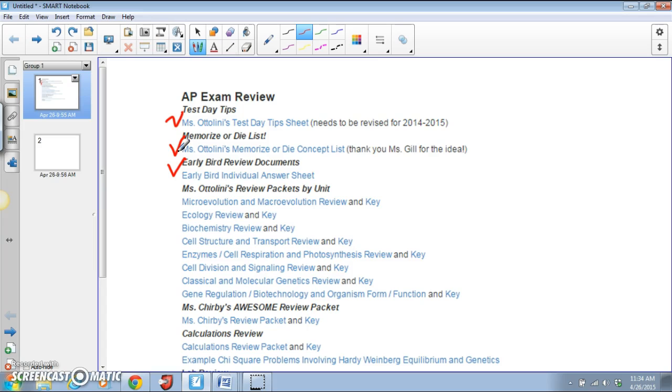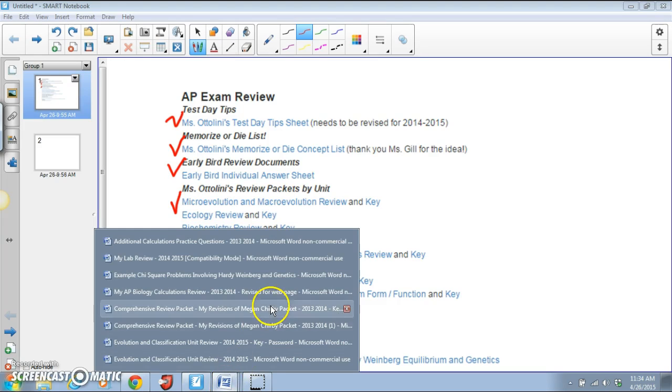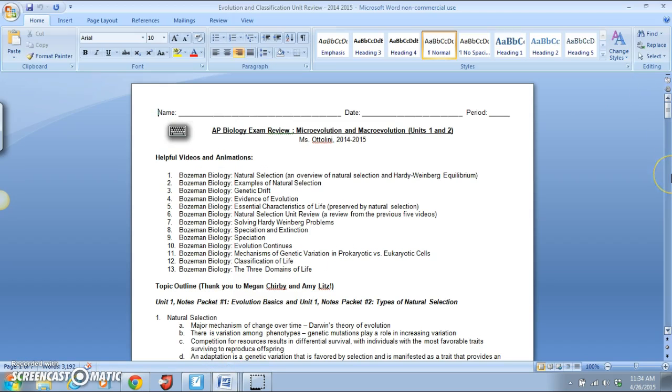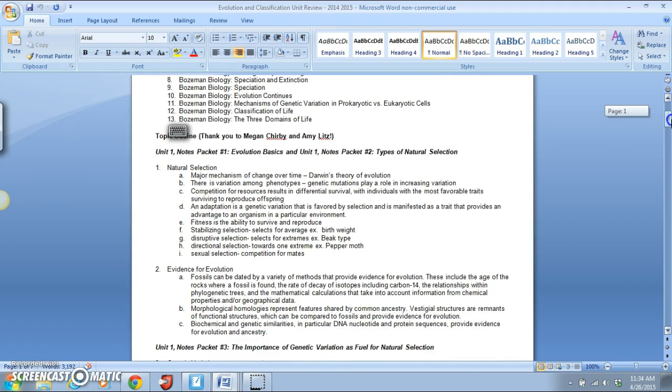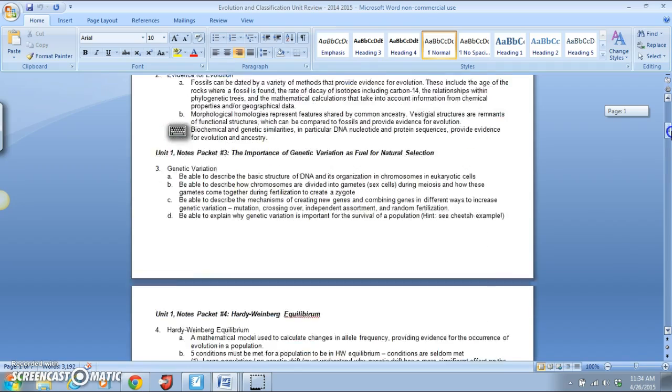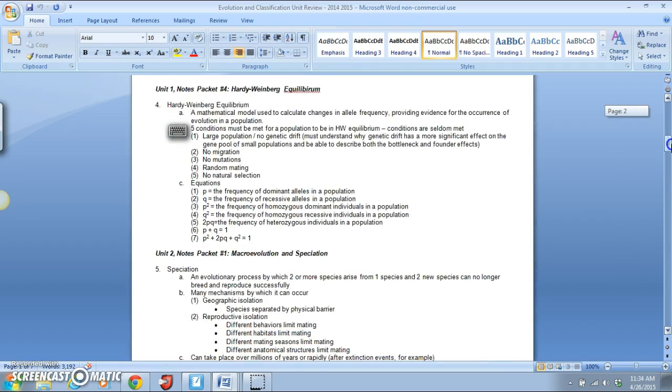You also have received my review packets by unit. We're going to open up the microevolution and macroevolution review packet, and we're also going to take a look at the key. So this is what the unit reviews look like, and they're organized by unit. At the top, you've got helpful videos and animations. And then you've got a topic outline that's organized by notes packet. That includes key vocabulary and concepts.